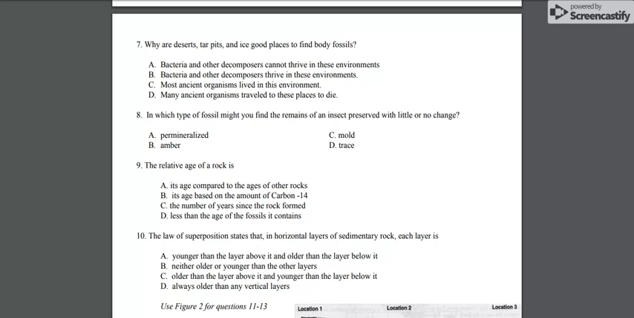Number 9, the relative age of a rock is A, its age compared to the ages of other rocks. B, its age based on the amount of carbon-14. C, the number of years since the rock formed. D, less than the age of the fossils it contains.